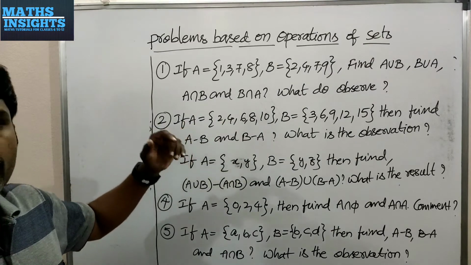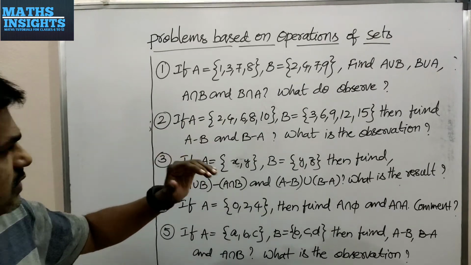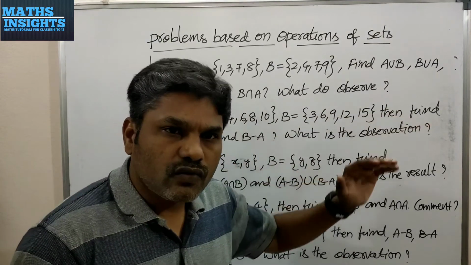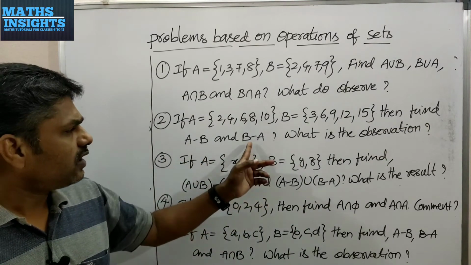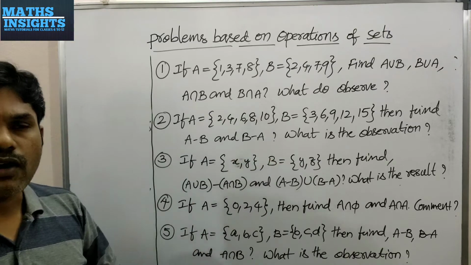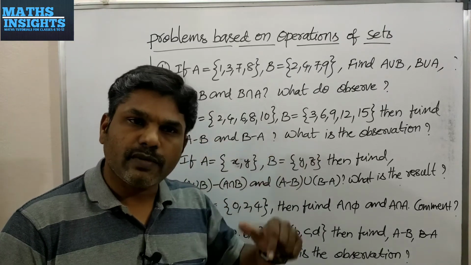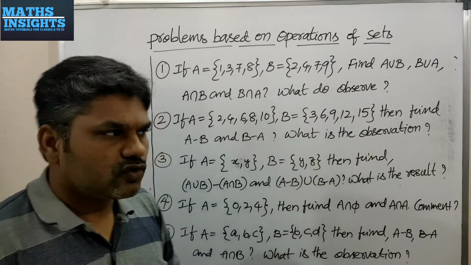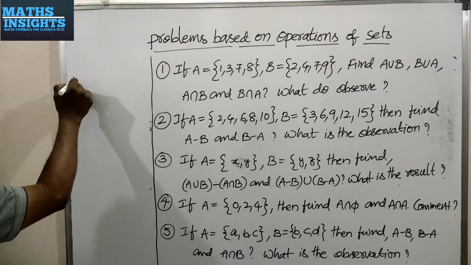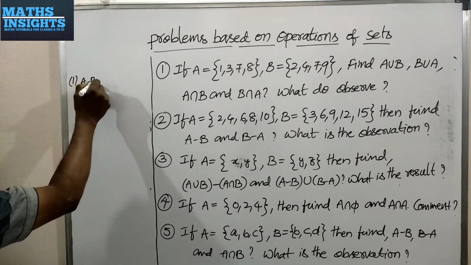In the second problem, they have given two sets. Then they are asking to find A minus B, meaning difference of A and B, and also B minus A. After finding A minus B and B minus A, you have to write our observation. So I am finding first A minus B.